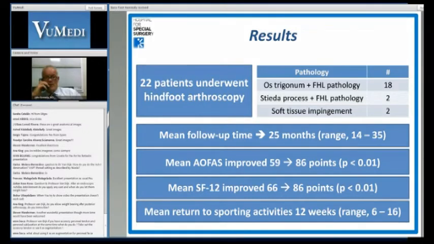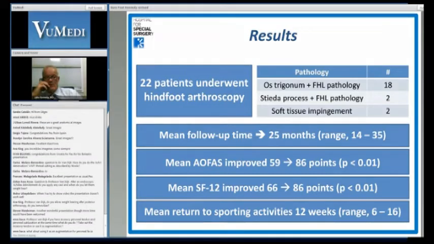In any event, our results showed that both the functional outcomes and SF12 were improved, and most importantly, the mean return to sporting activities was 12 weeks. That was probably confounded somewhat by one patient who had an infection, and it took him several months to get back. The median range here was about 8 weeks.